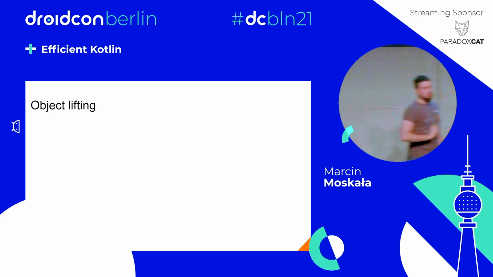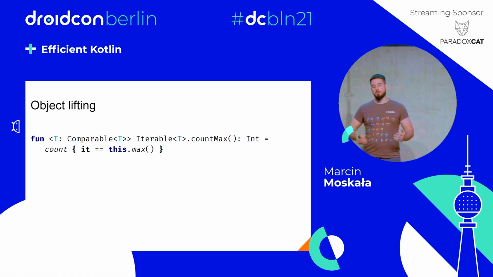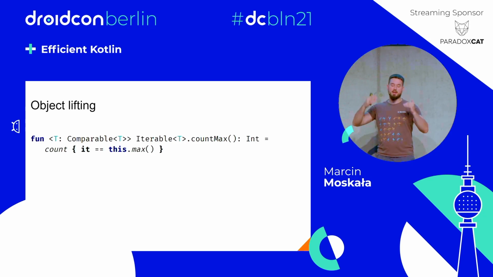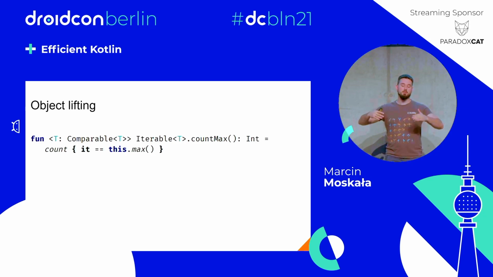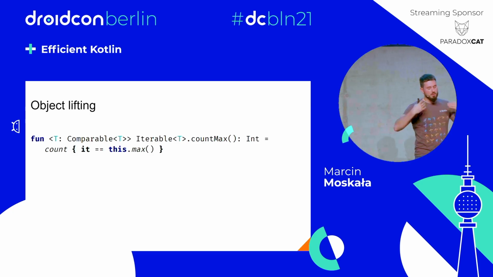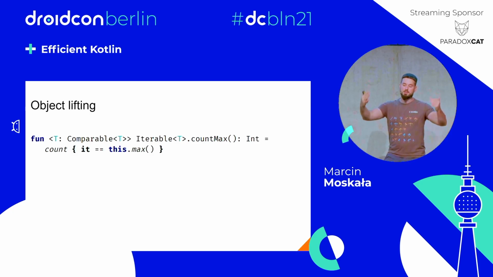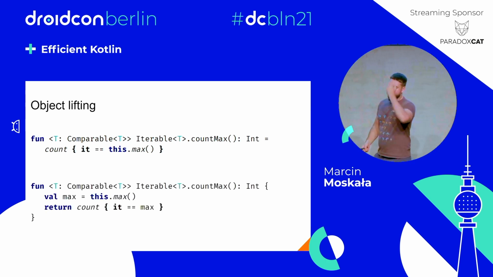Another technique you need to know about is object lifting. So take a look at this example. I hope you can immediately see what's wrong in here. So in count, we call the max function for each element. So we are calculating this max function as many times as many elements we have in this collection. That does not make any sense. This is something that can be easily lifted outside.